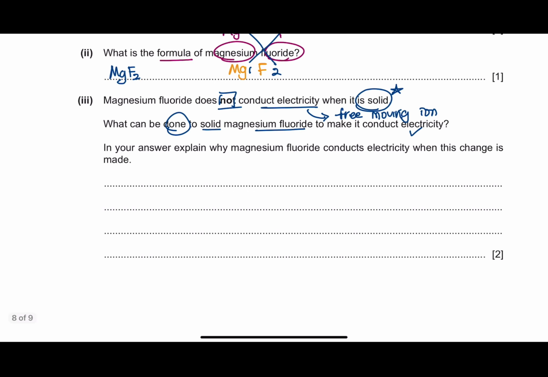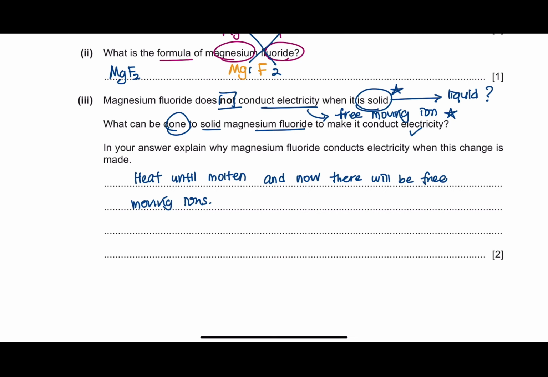So in order for it to conduct electricity, you need to have free moving ions. What you could do is turn it from solid into liquid. And how do you do that? Now what you can do is heat it up until it becomes molten. Molten is just a term to describe melted. So this is your answer.